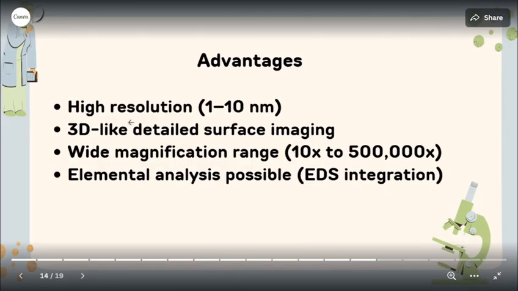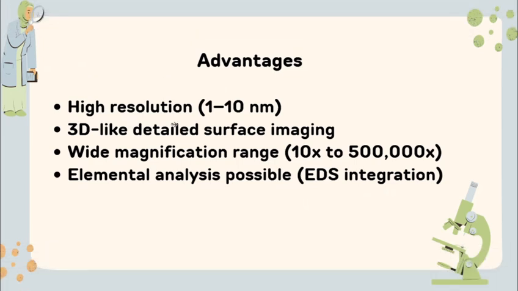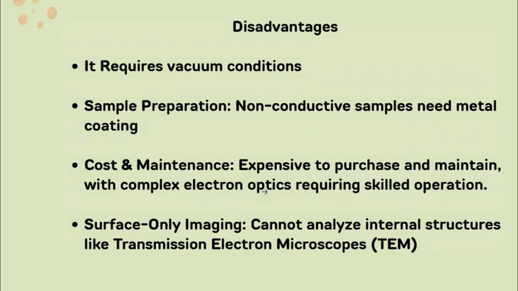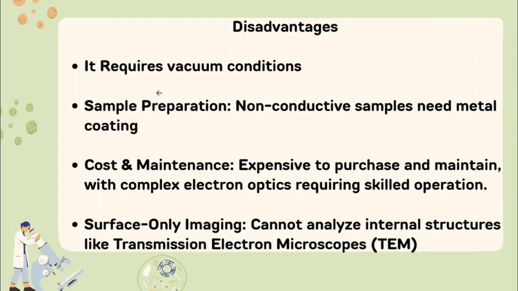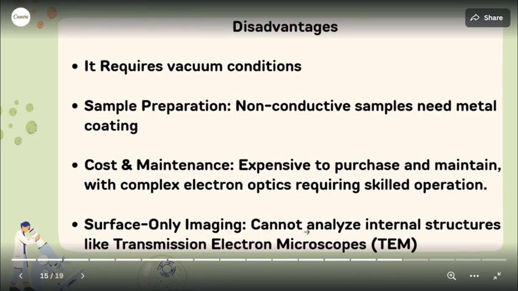Advantages. SEM offers many advantages: high resolution, three-dimensional surface imaging, wide magnification, and elemental analysis is also possible. Disadvantages. However, SEM has some limitations. It requires vacuum conditions. For sample preparation, non-conductive samples need metal coating. Cost and maintenance are expensive. It is surface-only imaging. It cannot analyze internal structure like a transmission electron microscope.